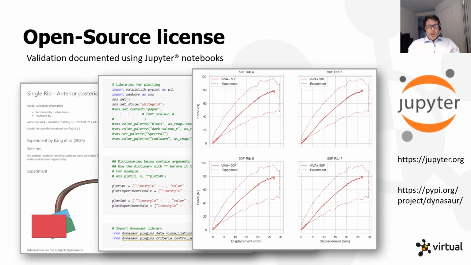The validation catalog is documented in Jupyter Notebooks. For you who don't know what that is, a Jupyter Notebook can be seen as an advanced text document where it's possible to include calculations. Maybe some of you have used MathCAD, which is a similar commercial alternative. Dinosaur, which is based on Python code, is used for post-processing. This process makes it possible to easily rerun all validation load cases when a new version is available.